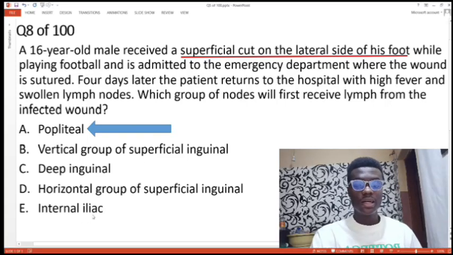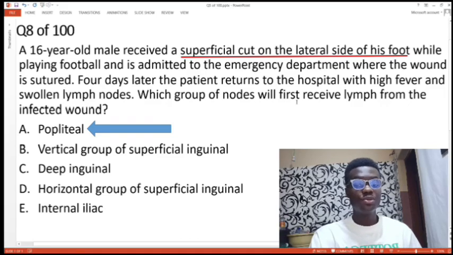And the internal iliac lymph node. The internal iliac lymph node receives lymph from the inferior pelvic viscera, and also from part of the gluteal region and the lower abdominal region, and it drains into the common iliac lymph node alongside the external iliac lymph nodes.